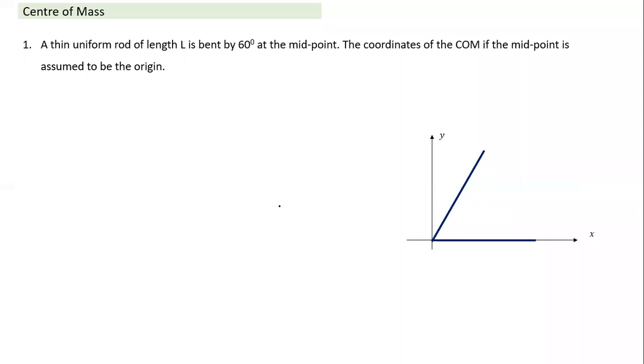Okay. Let's look at some more simple applications. This kind of question requires a little understanding of the question. There's a thin uniform rod of length L. It's bent at the midpoint at 60 degrees. So this is 60 degrees. Of course, this length will become L by 2, and the other length is also L by 2.